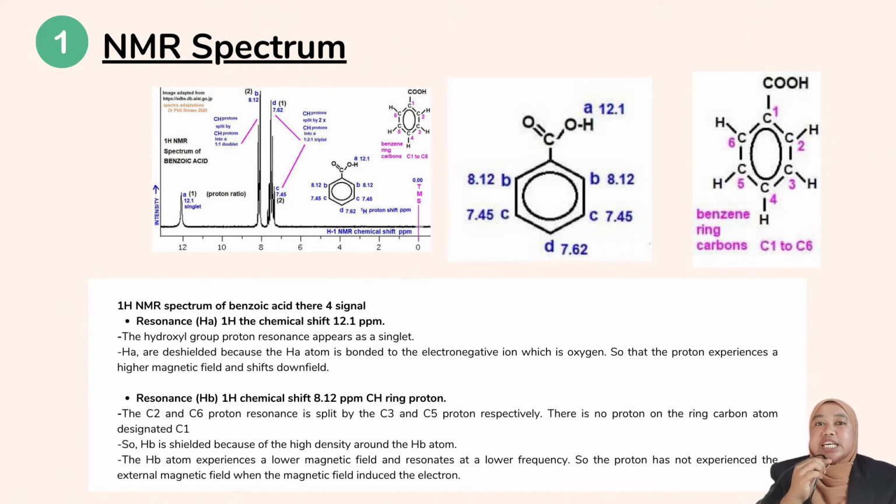The HB is shielded because of the higher electron density around the HB atom. The HB proton experiences a lower magnetic field and resonates at a lower frequency, so the proton has not experienced the external magnetic field when the magnetic field induces the proton. It is the same with HC and HD. It is shielded.